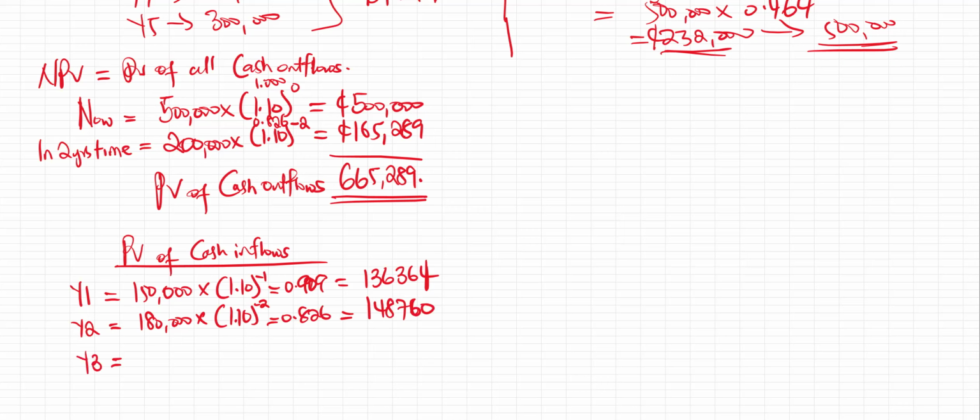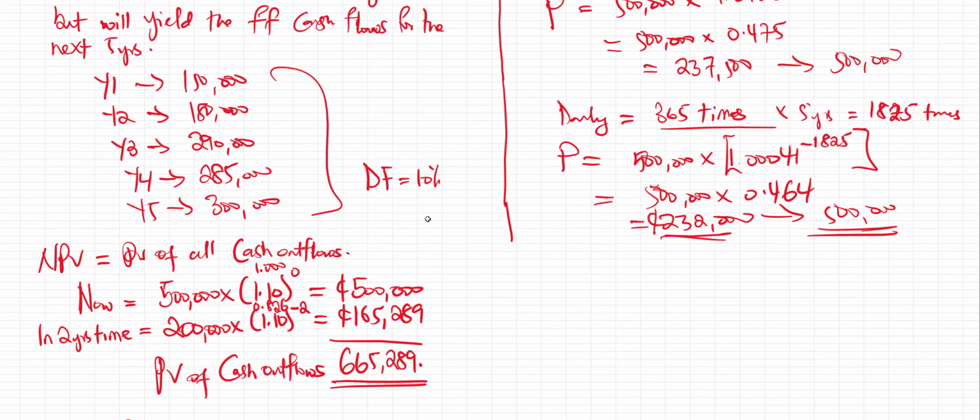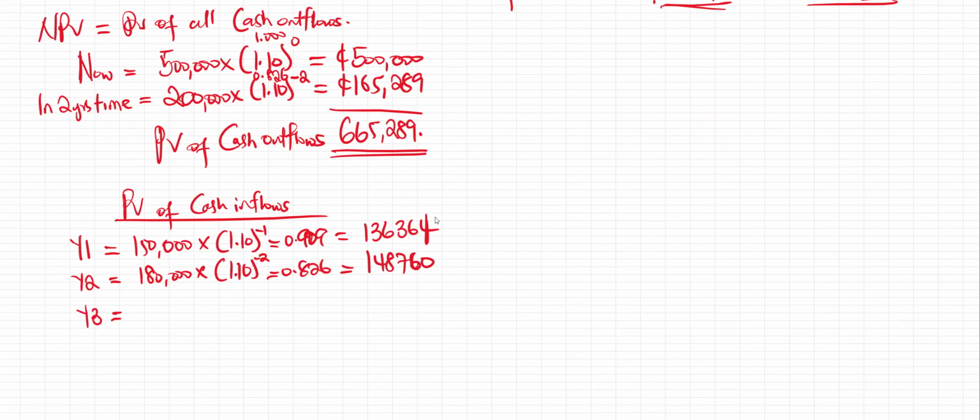How much did they receive in year 3? 290,000, right? Year 3 is 290,000. We are bringing it to today's terms by 1.1 raised to the power minus 3. It's 0.751. So 290,000 multiplied by 1.1 raised to the power minus 3 gives us 217,881. Okay, we go to year 4.